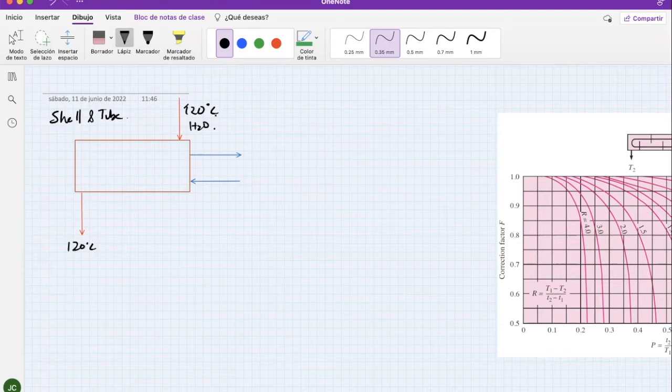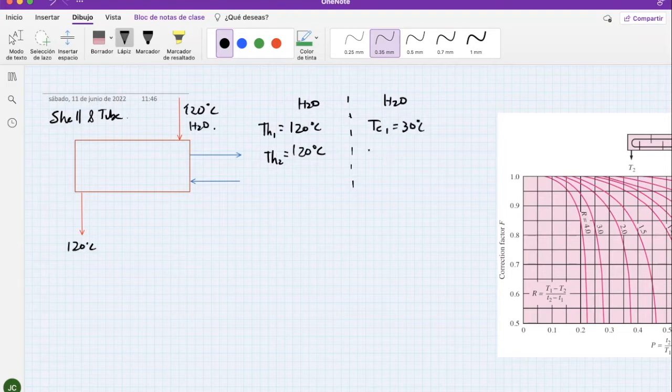So this one is a hot one. Let's just put something here. H2O, this is data, and it's going in at 120 degrees Celsius, and it's going out at 120 degrees Celsius. It looks kind of weird, right? This one is a hot one, I will let you know why. Because what is the other substance? The other substance is the cold one, and it's going in at 30 degrees Celsius, and it's going out at 100 degrees Celsius.